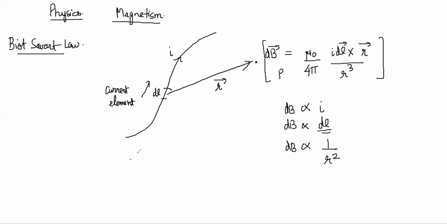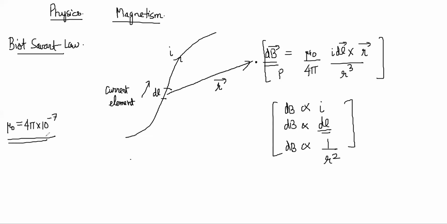Okay. So then, this is your general Biot-Savart law. You are getting the tiny magnetic field at this point. Now, the constant mu naught is equal to 4 pi into 10 power minus 7.